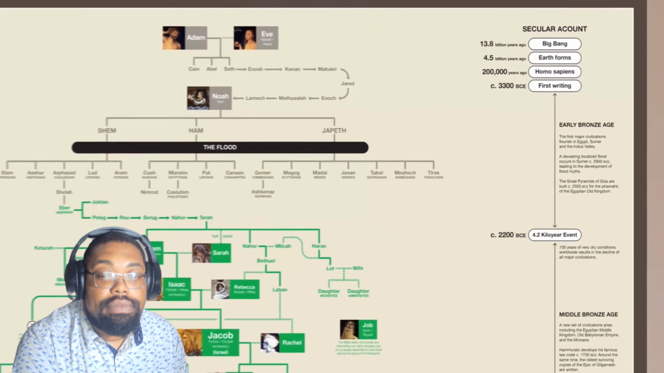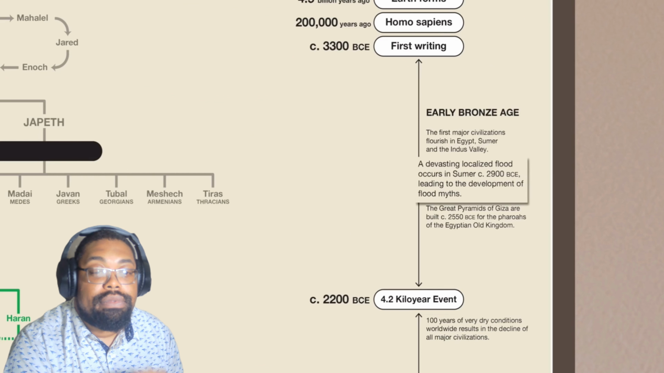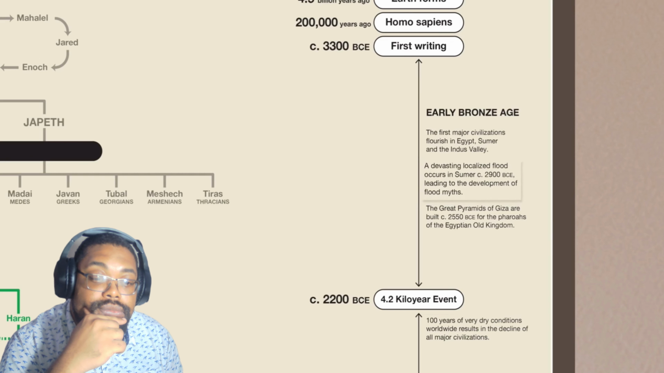For example, on the secular timeline, I've noted that around the year 2900 BCE, there was a devastating yet localized flood in Sumer, and that this is the most likely candidate for the event that inspired the various Middle Eastern flood myths.